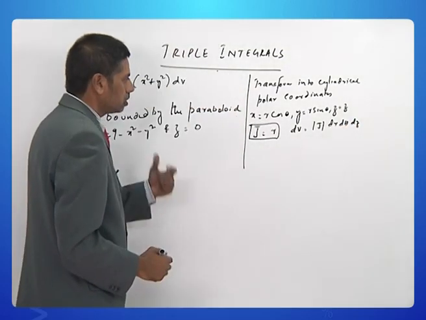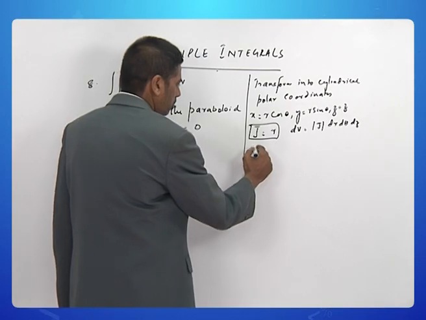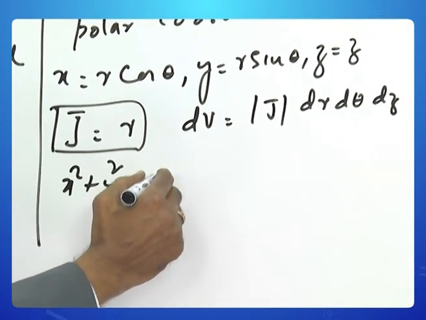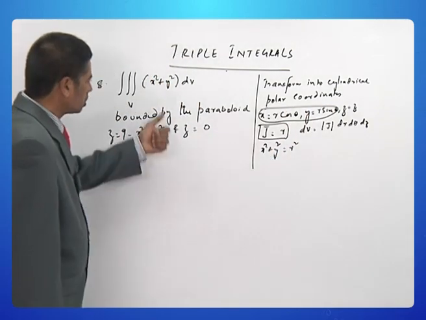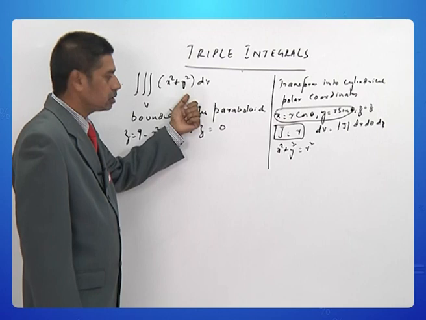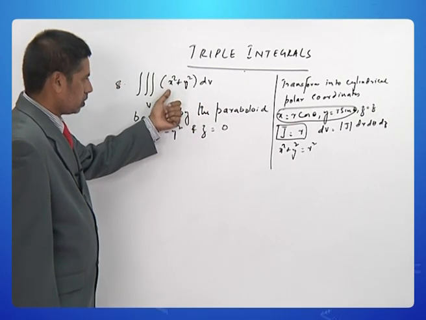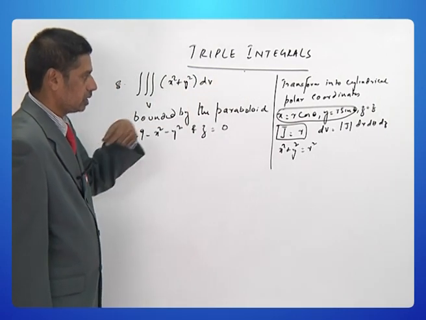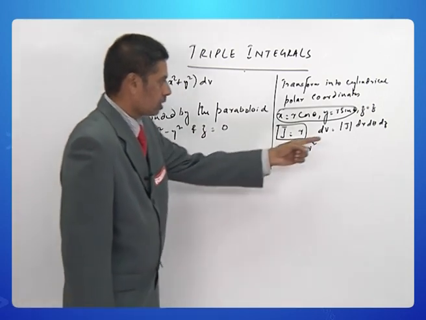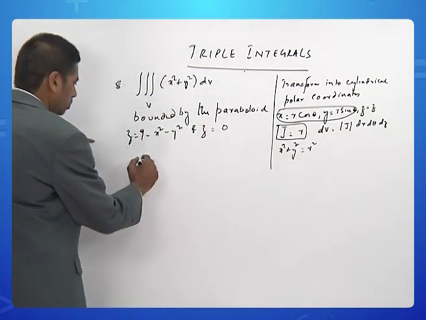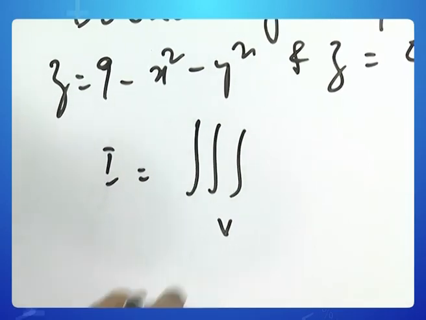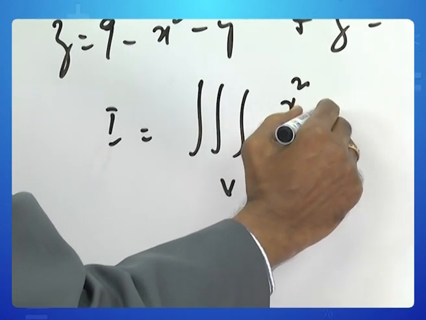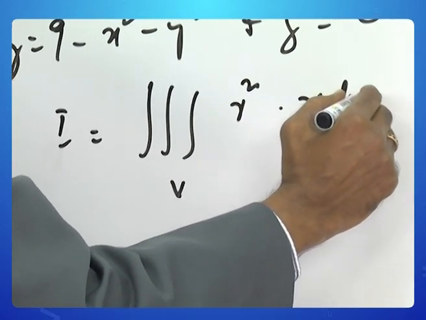So therefore, you can observe x square plus y squared will be r square. So this x square plus y square in the function will be replaced with r square, and dv can be replaced with that. Jacobian is r. So therefore, I is equal to triple integral over V of r square into r dr d theta dz.